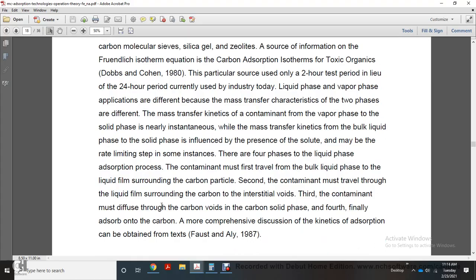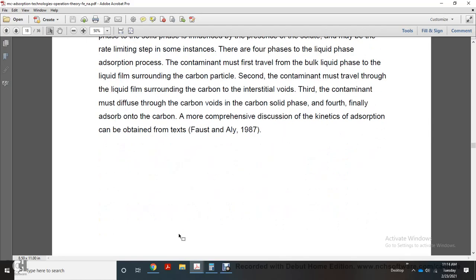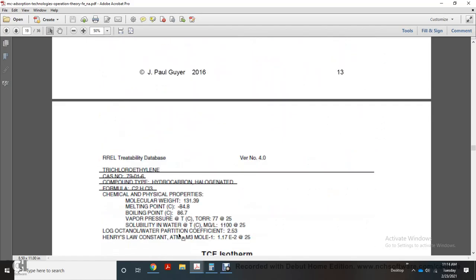First, the contaminant must travel from the bulk liquid phase to the liquid film surrounding the carbon particles. Second, the contaminant must travel through the liquid film surrounding the carbon to the interstitial voids. Third, the contaminant may diffuse through the carbon voids within the carbon solid phase. Fourth, finally, it is adsorbed onto the carbon. A more comprehensive discussion of adsorption kinetics can be obtained in the text, Faust and Aly, 1987.